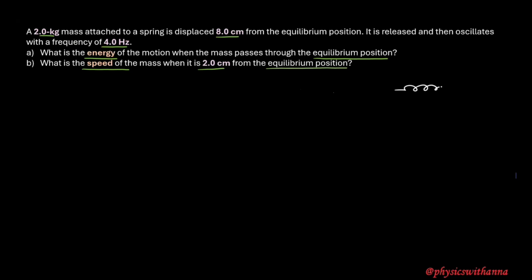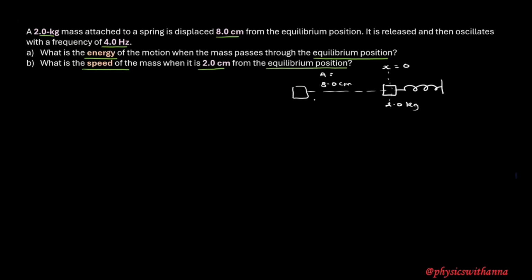So here we have a spring that has a mass of 2 kilogram attached to it. And initially when it is in equilibrium position, we can write x as its position to be equal to 0. It is then displaced by a distance of 8 centimeter. So let's say it is stretched by 8 centimeter. And we can call this the amplitude A because this is the maximum displacement the spring will have.